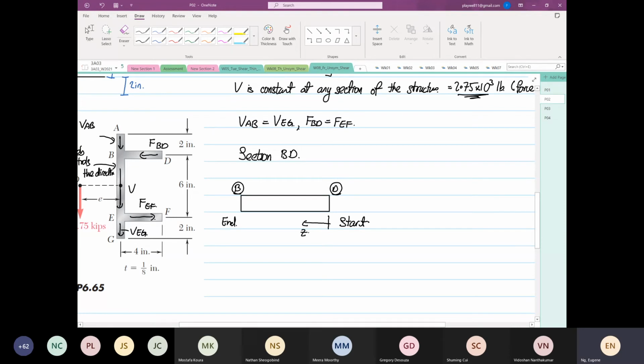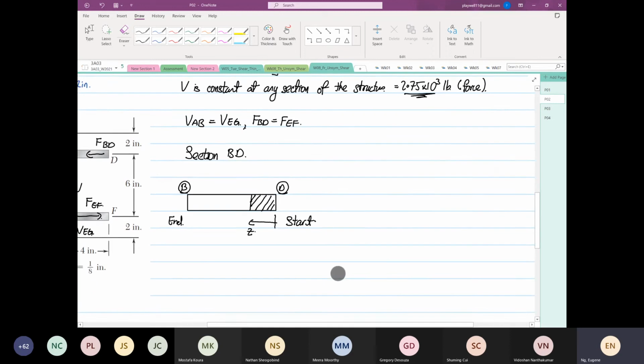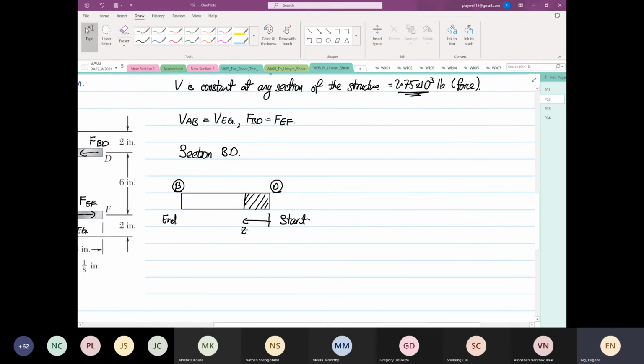So I'm interested now in the force acting on this area. We know that Q BD, as a function of Z, is equal to A y bar, right?